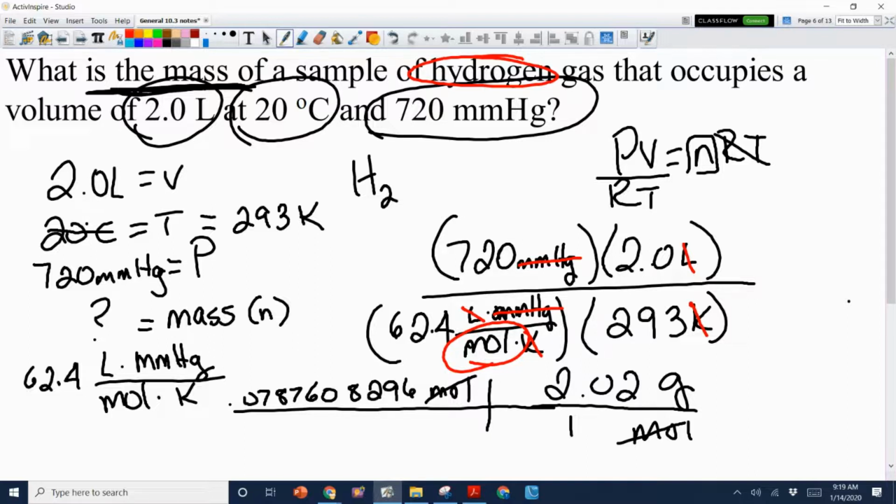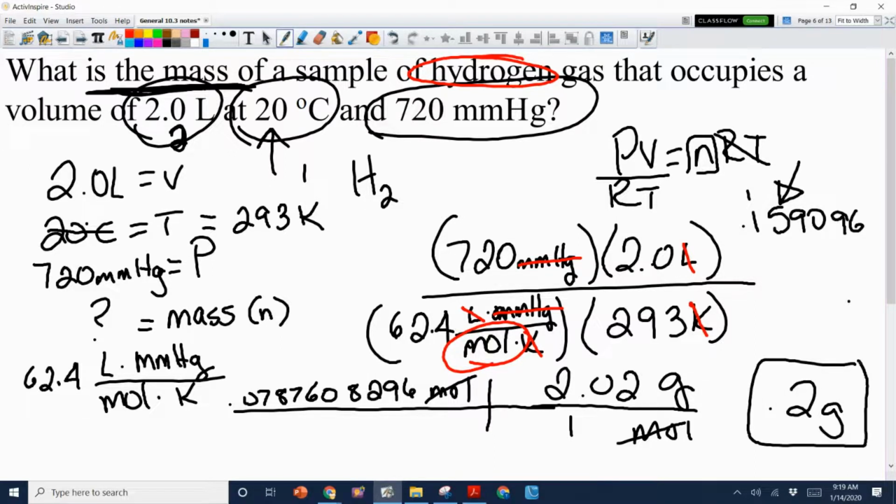That's going to give us 0.159096, etc. We don't need that many numbers because we're rounding. Now this is our final answer, so we round it to sig figs. So 2 liters is 2 sig figs. 20 degrees is 1 sig fig. You can't get any lower than 1. Okay, so there's my 1. This 5 here tells us if we round that 1, and a 5 does round to 1, so it's 0.2 grams is our final answer.